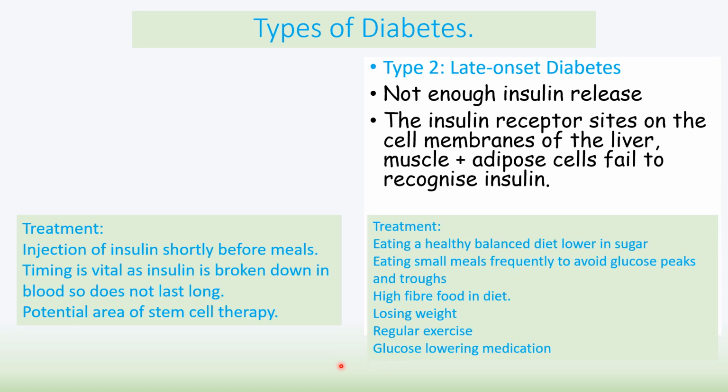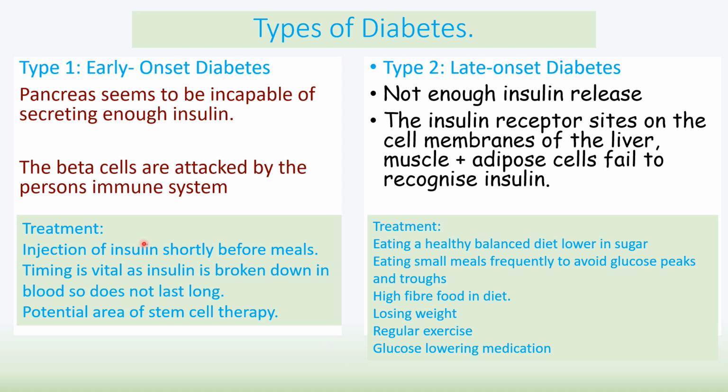How can we treat both types of diabetes? Type 1 diabetes, because it's due to a lack of insulin being produced, is generally treated by insulin injection shortly before meals. This is really important to time right, because the insulin is broken down in the blood, so it doesn't last long, about 20 minutes or so, so it has to be used at the right time. Stem cell therapy is also being looked into to try and work out if we can use it to fix the pancreatic cells.